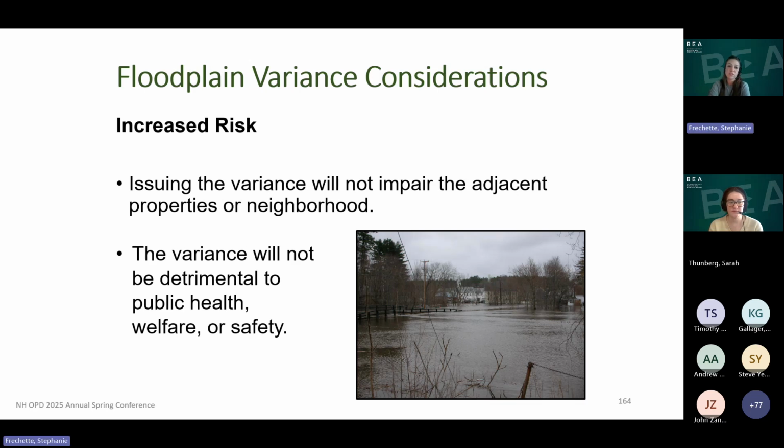There's an increased risk associated with issuing variances. For example, if a variance is issued, then choosing to build within the floodplain may impair adjacent properties or neighborhoods by causing floodwaters to go onto their property. So as you consider the increased risk of a variance, it shouldn't result in a detriment to public health, welfare, or safety.